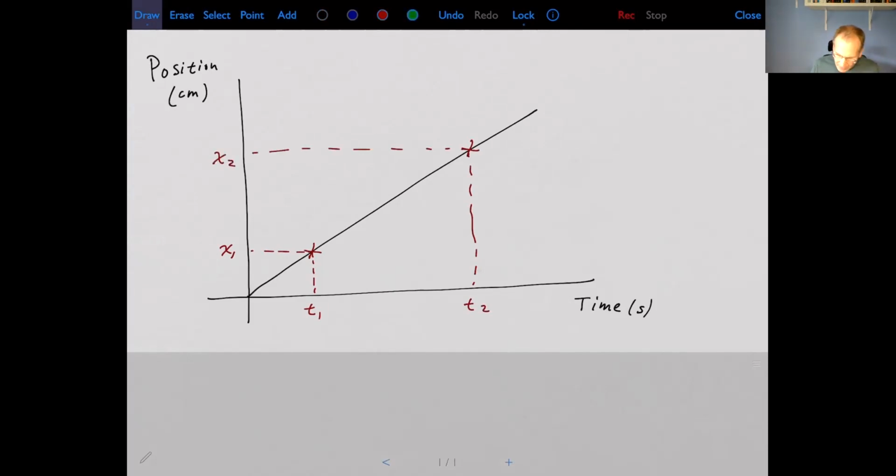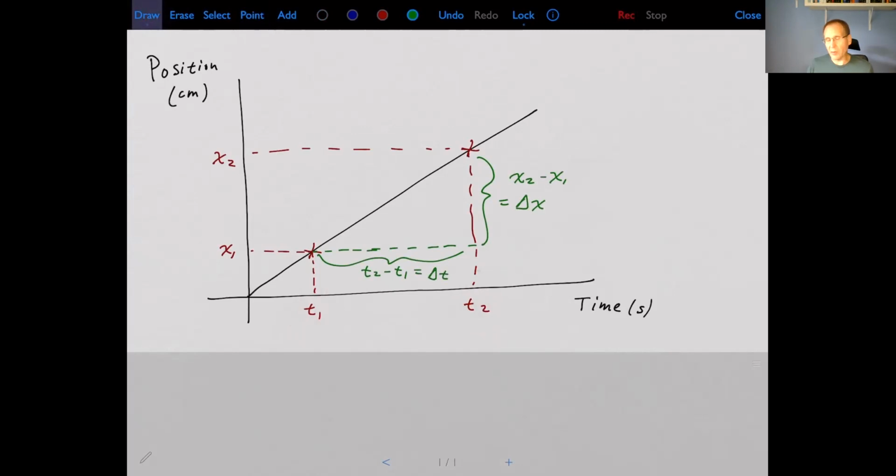Okay, but what is the slope? Well, the slope is going to be the rise over the run, right? In fact, let me just draw another parallel in here. This difference right here, that's the rise, but really that's going to be X2 minus X1, which we can write as delta X. And then the run, which is this distance, is really T2 minus T1, right? Which I can write as delta T.